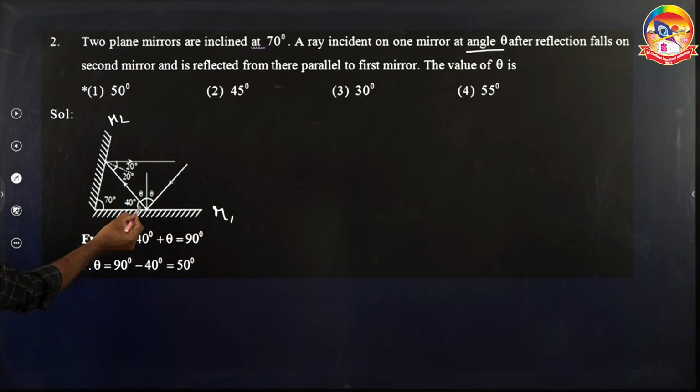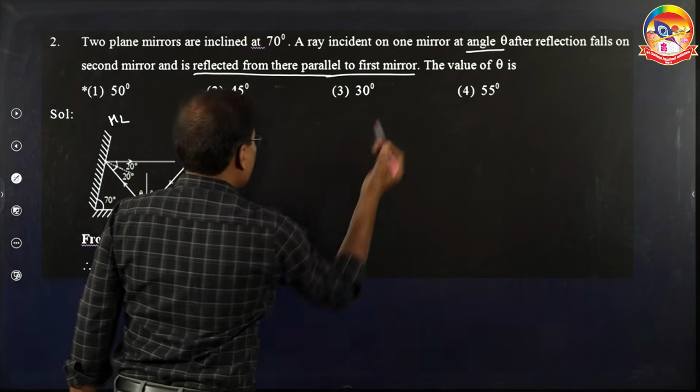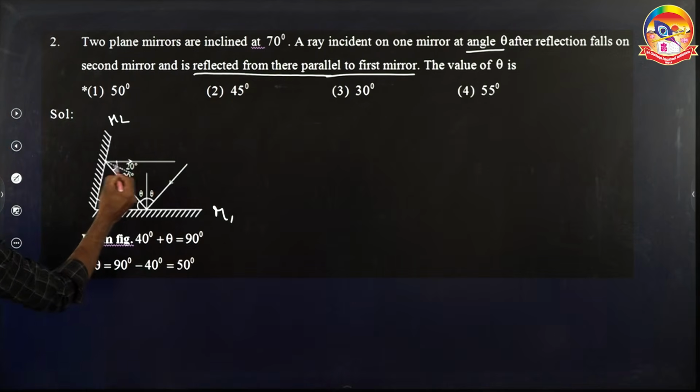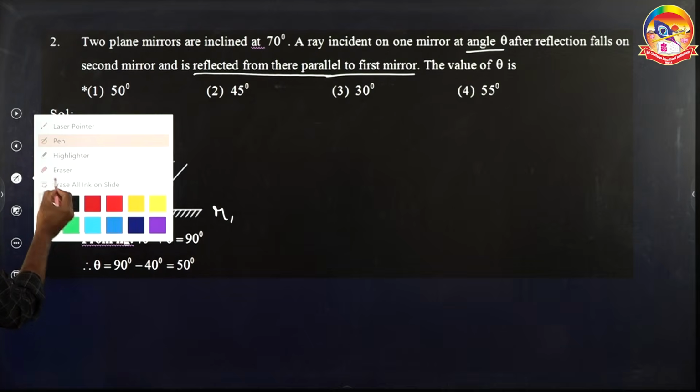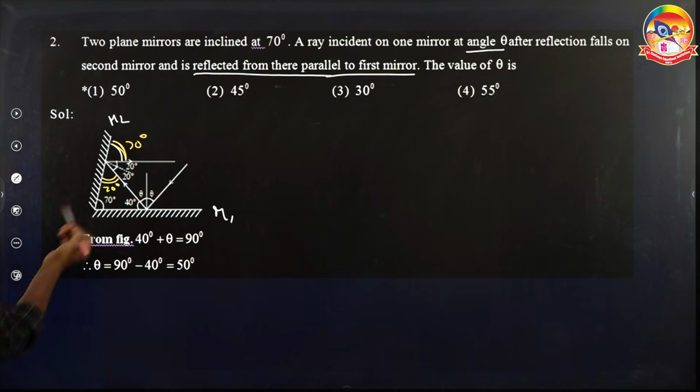Is it clear? So definitely it goes, and after the reflection he said very clearly, the final reflected ray comes out parallel to the first mirror. This is the first mirror. Therefore, this is 70, definitely this angle also will be equal to 70, this is also equal to 70. You know, this is 70 and 70, definitely this must be 40 because the sum of the three angles in a triangle is 180. So we got 40 here.